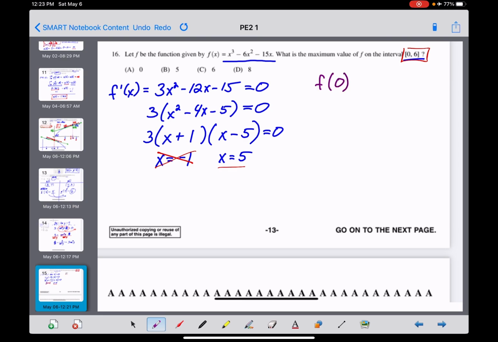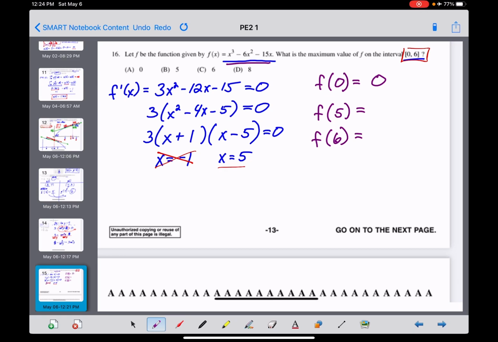So our left endpoint is 0. The one critical point we have to worry about is 5. And the right endpoint then is 6. And of course, this is a non-calculator question, which makes things just a little bit difficult. But here we go. Plugging the 0 in. Okay, that wasn't difficult at all. F of 0 is 0.